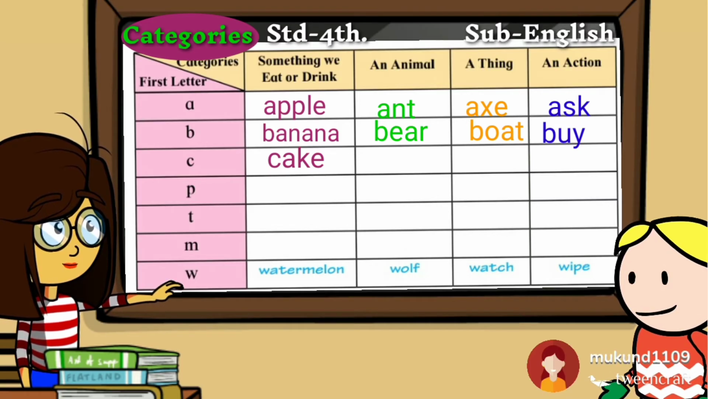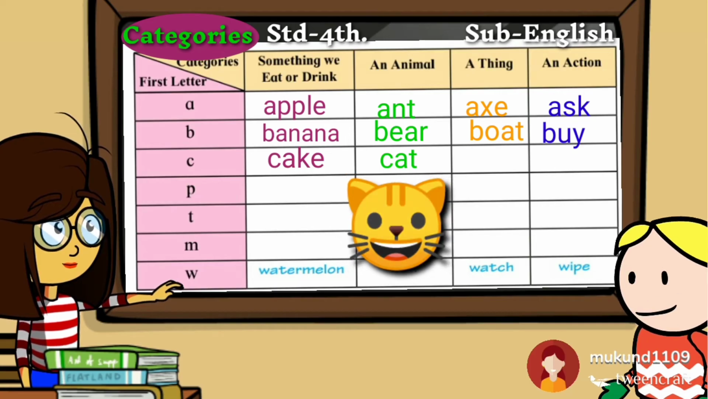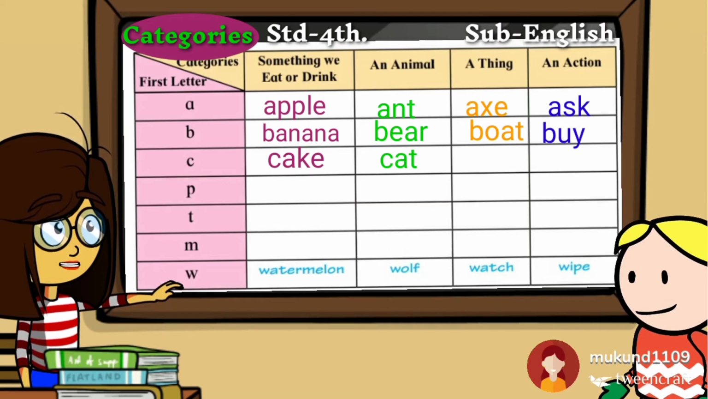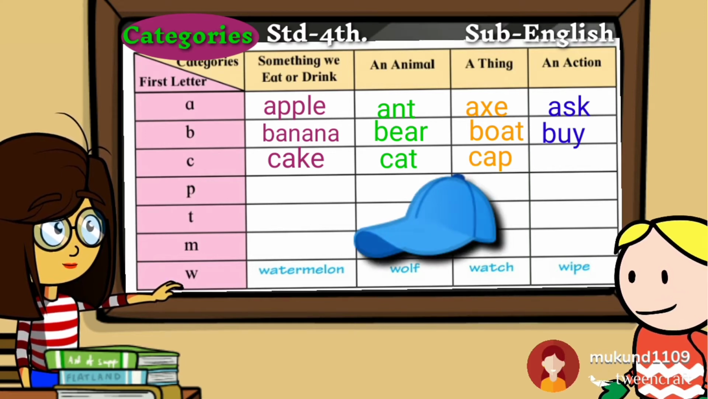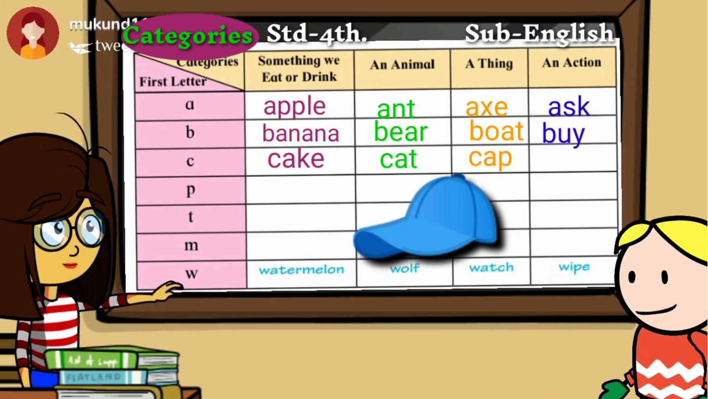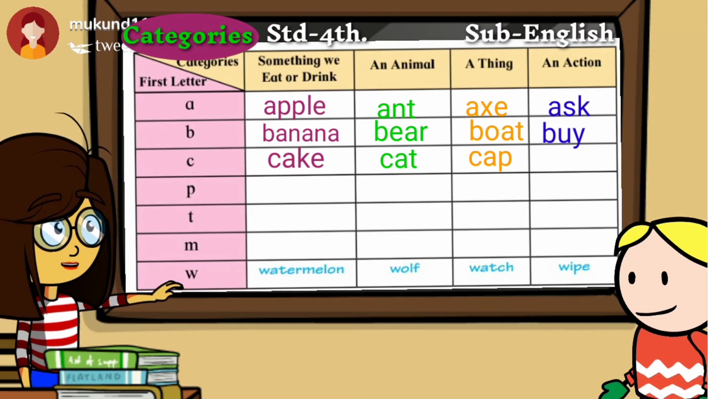Teacher. An animal. Oh, cat. C-A-T. Cat. Which begins with C? Very good. And now you tell a thing which begins with C. Oh, my favorite. Cap. C-A-P. Cap begins with C. Now you tell me an action which begins with C. Okay, teacher. Catch. C-A-T-C-H. Catch begins with C.